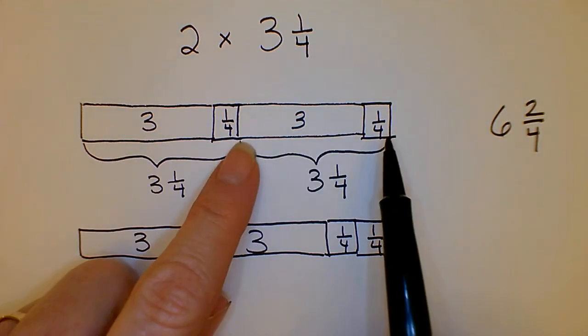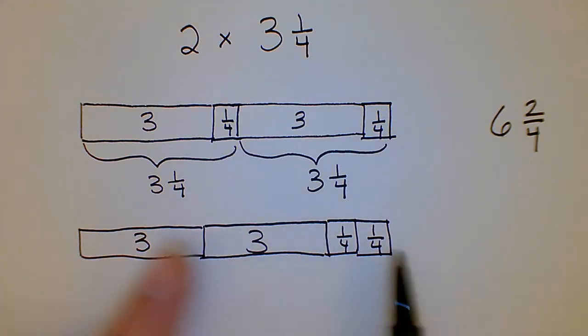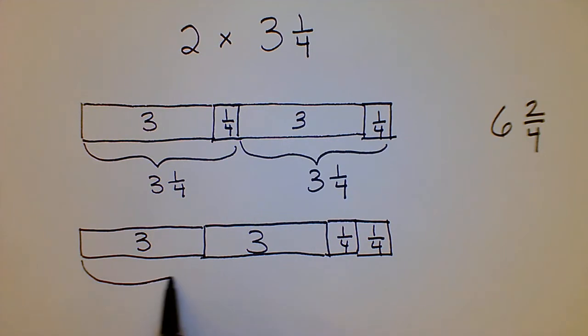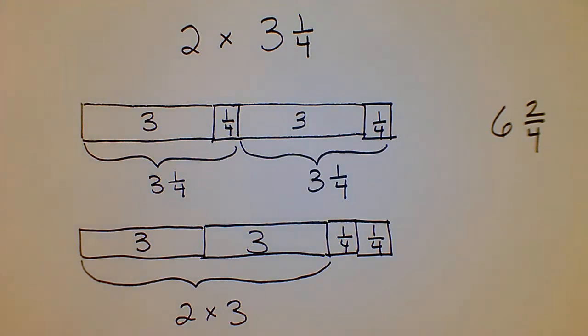I had that up here too. I just now grouped them. So I have my whole numbers and my fractions together. So another way of writing this would be to say that I have 3 2 times. And another way of writing this would be to say that I have 1/4 2 times, or 2 times 1/4.